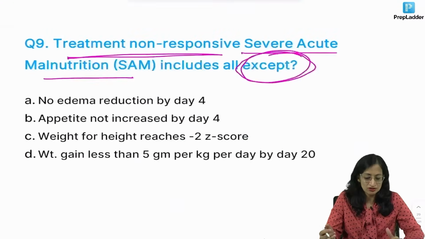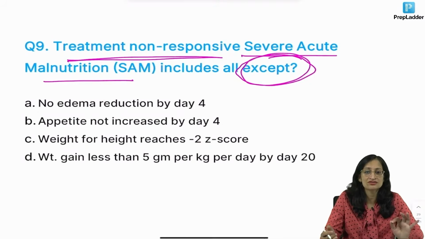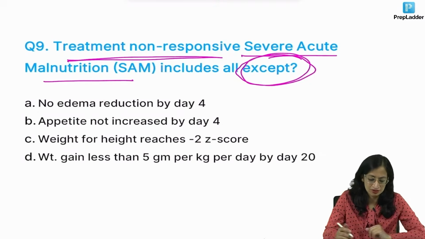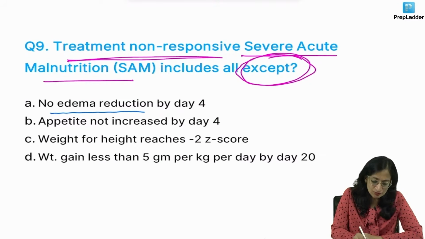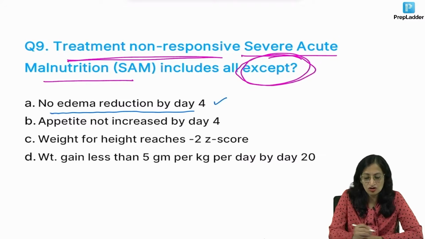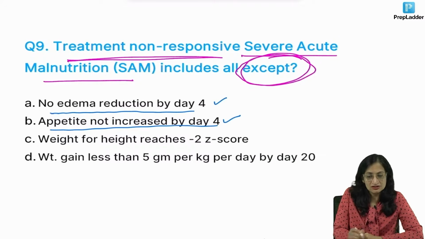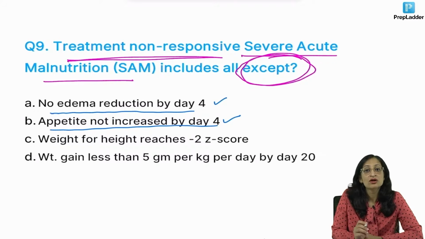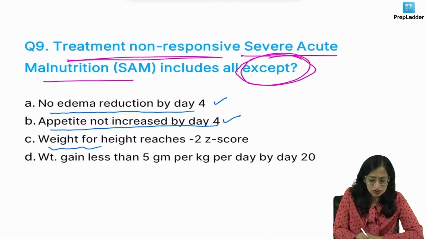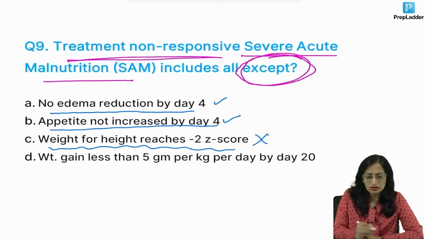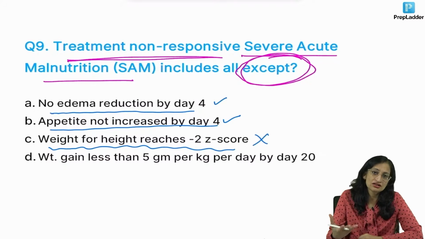Coming back to our question, treatment non-responsive SAM includes all except. So no edema reduction by day 4, yes, that is treatment non-responsive SAM, yes. Appetite not increased by day 4 again indicates the child is not responding to treatment. Weight for height reaches -2 Z-score. That of course will not indicate that the child is not responding.